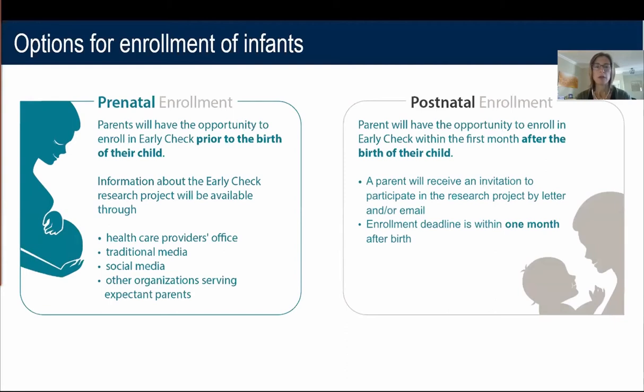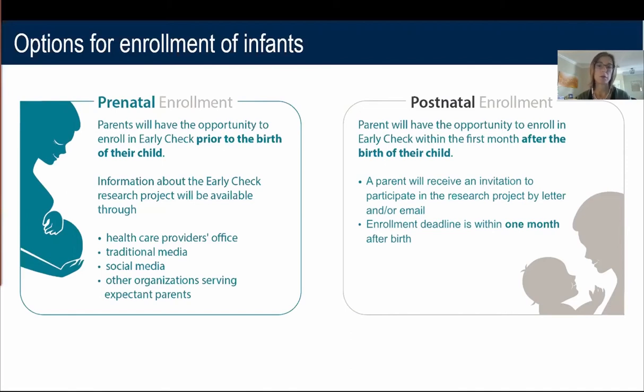So I'm going to quickly run you through the process of Early Check, just so that we can set a basis for talking more specifically about the electronic permissions approach and some of the relationship issues. So there are 2 options for enrollment. Parents are the ones who enroll their infants. Infants are the participants, but the mother specifically is the one who can give permission for her child to participate. And the mothers can enroll at 2 time points. One is prenatally and one is postnatally.